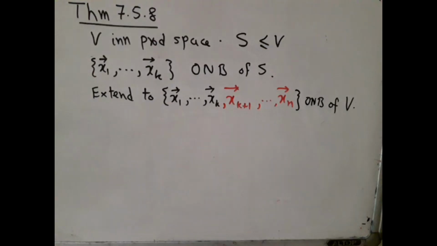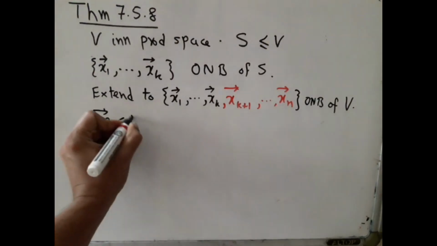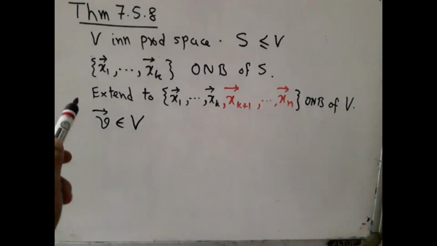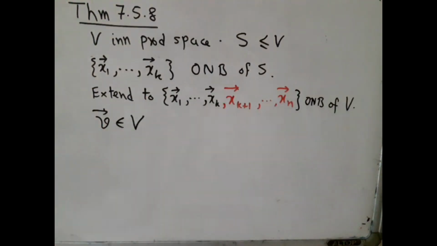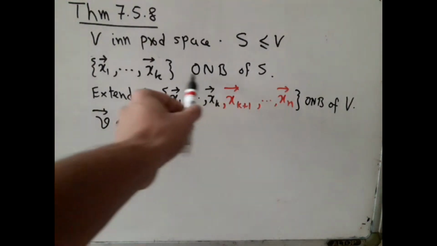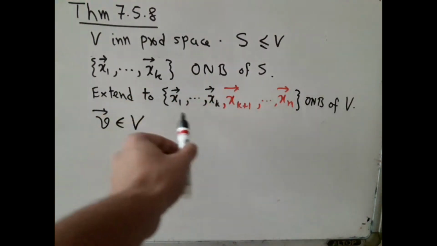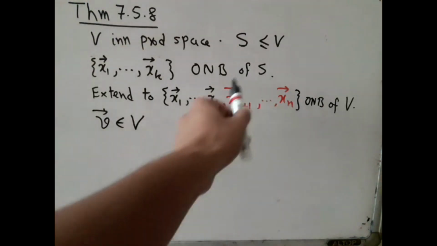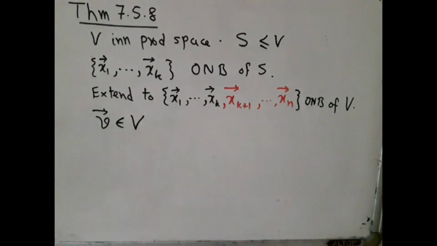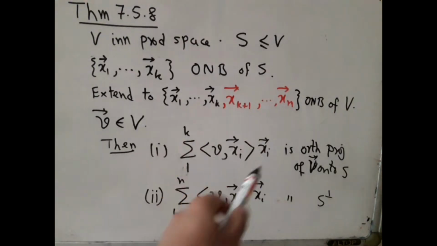The idea is, if now you take any vector V in V and then you just express it as a linear combination of all these, which you can do because it's an orthonormal basis of V, then the part using only x1 to xk will be the orthogonal projection of V onto S, and the part which will be made up of this red part will be the orthogonal projection of V onto S orthogonal. In words, if I consider this, then that is the orthogonal projection of V onto S.